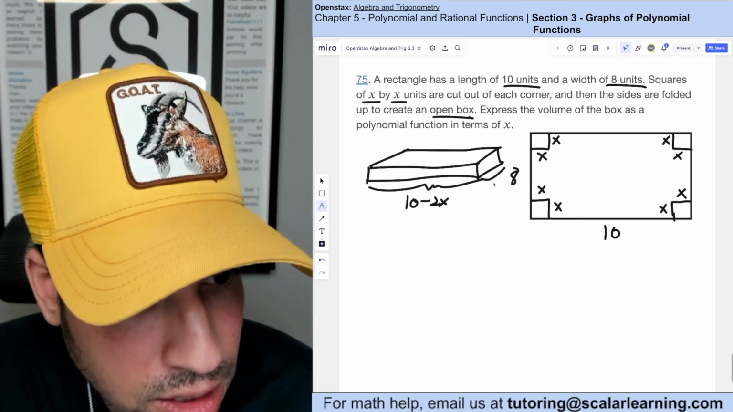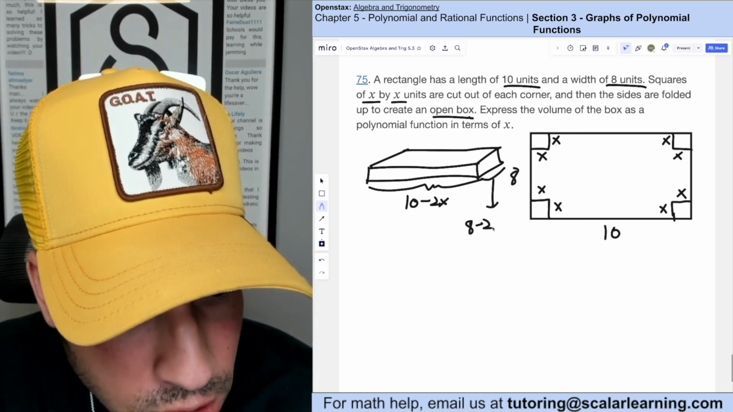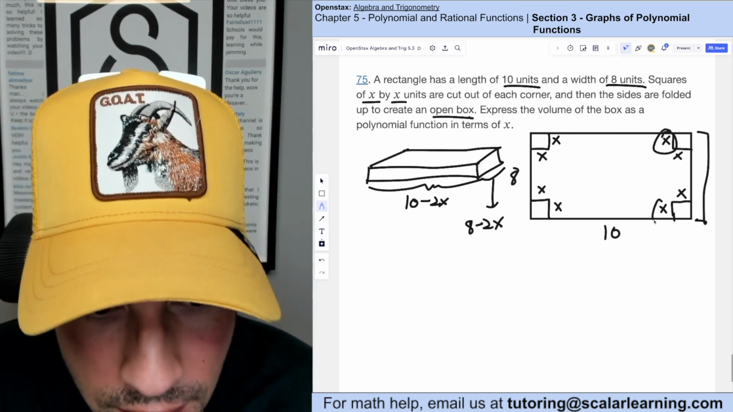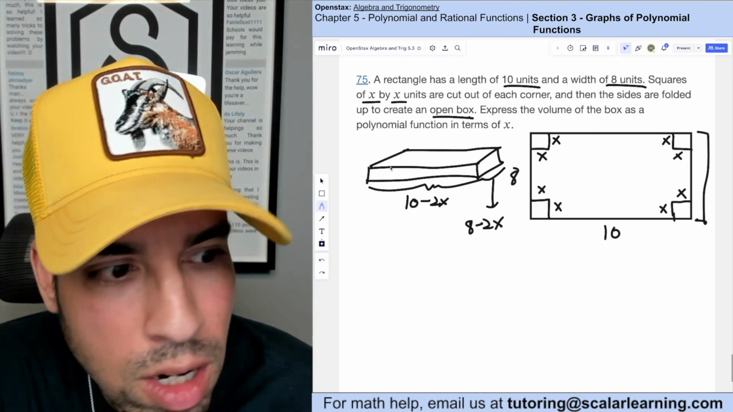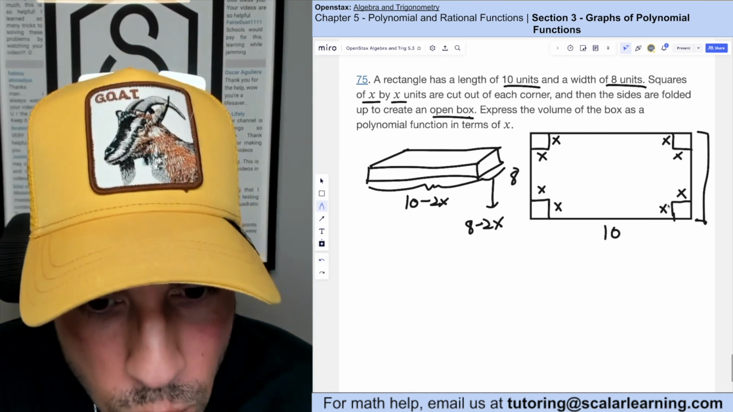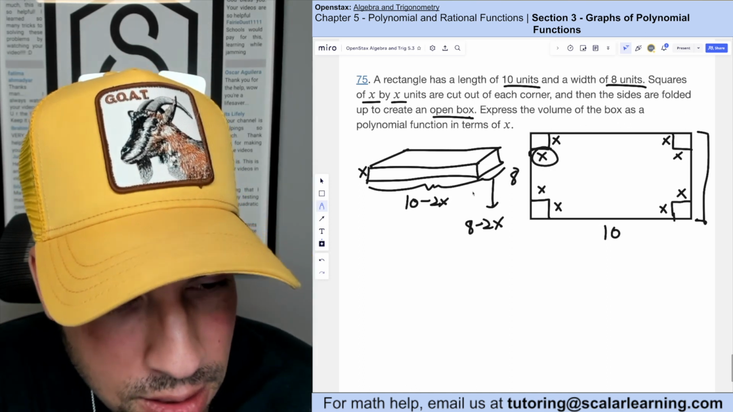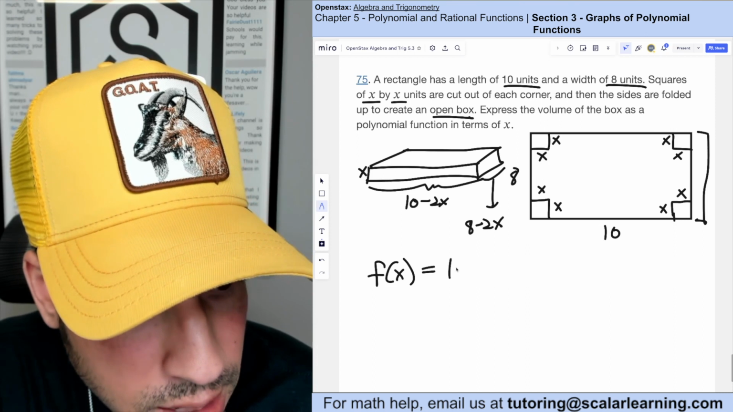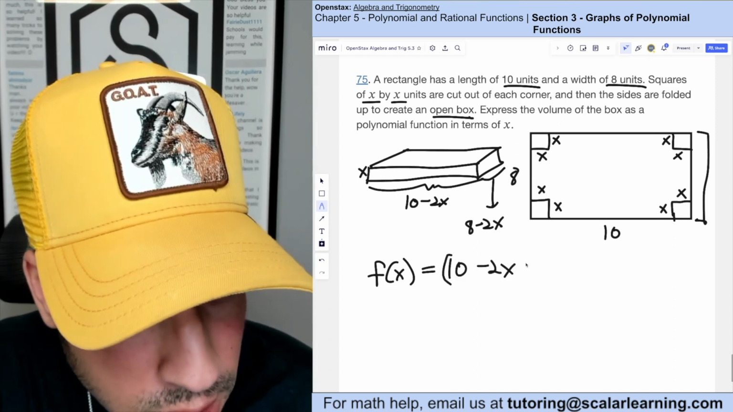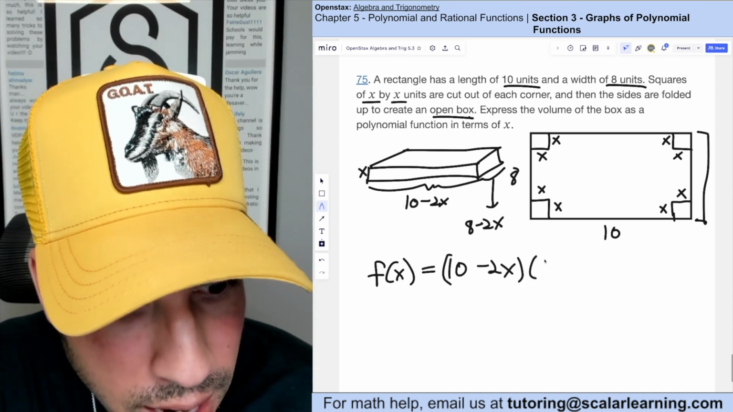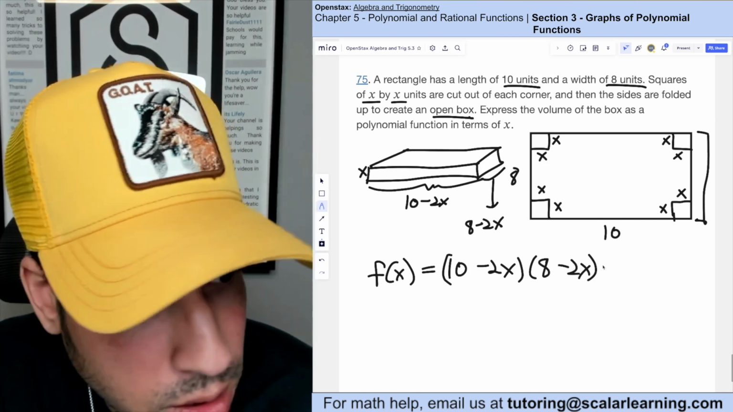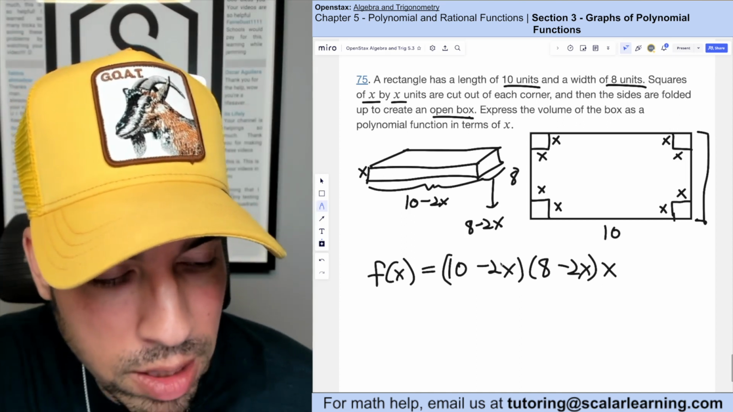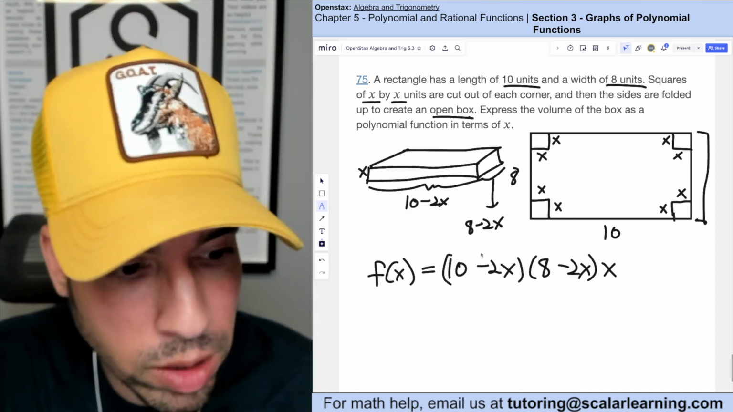Likewise, this length here, let's see if we can make some room, would be 8 minus 2x because 8 is the whole length, and then I'm subtracting x and x, so 8 minus 2x. Last but not least, we have the height, which of course, when you fold it up, is going to be this length here, x. So now my volume will simply be 10 minus 2x, that's the length, times 8 minus 2x, that's the width, and then times x, which is the height. Now, this is a sufficient answer, but in the book, in the answers, they have it actually all FOILed out, so we're going to do that right now.